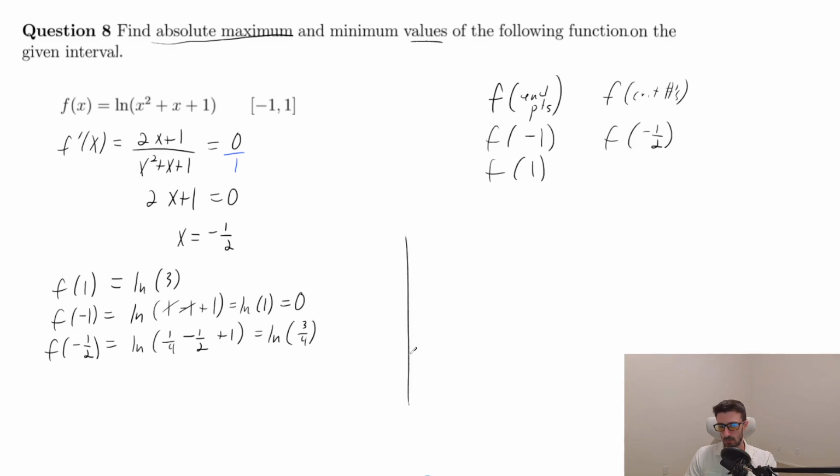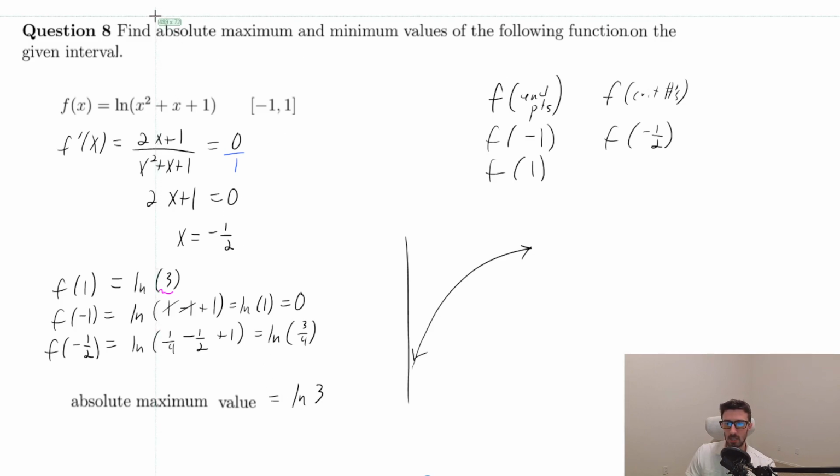And ln is an increasing function. So when you're looking at the graph of ln, the bigger the number that you input, the bigger number you output. So whichever one has the biggest input is going to be the biggest. So ln 3, that's going to be the biggest. And that's what's called our absolute max value. So we're just going to say that the absolute max value equals ln 3. And that's what they wanted.